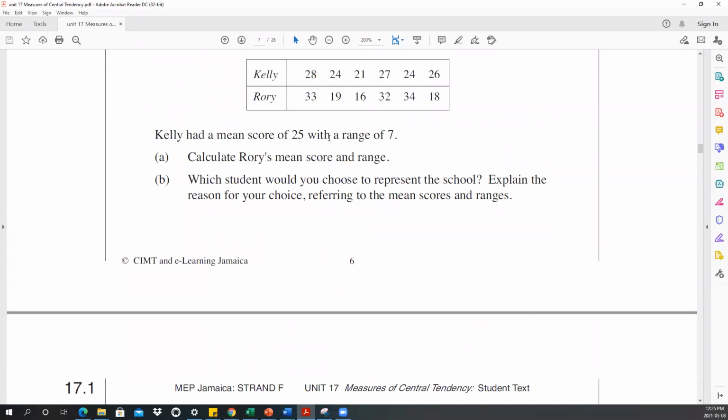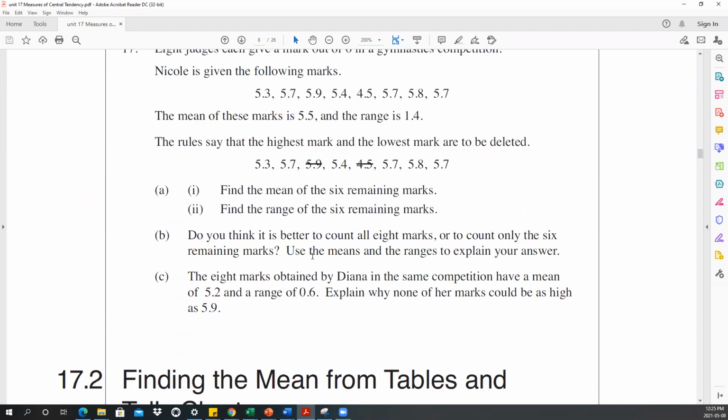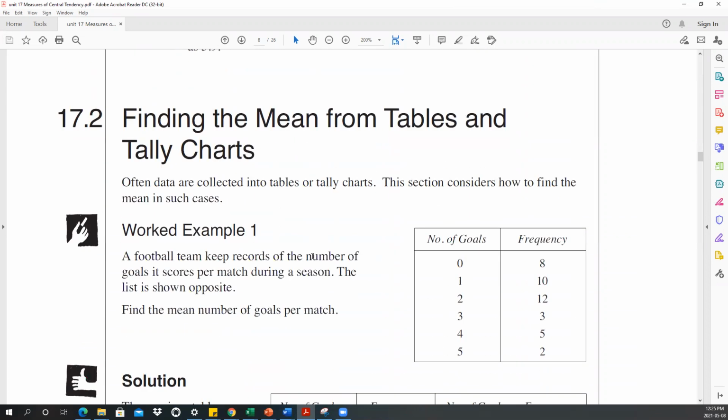Kelly had a mean score of 25 with a range of 7. Calculate Rory's mean score and range. So it's just a repeat of the same thing, right?